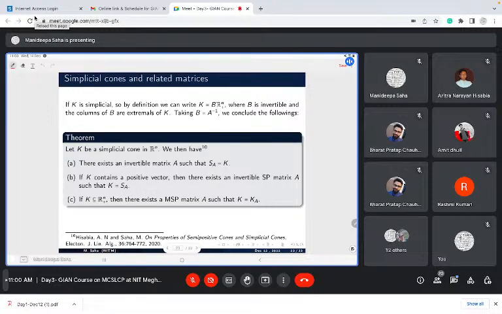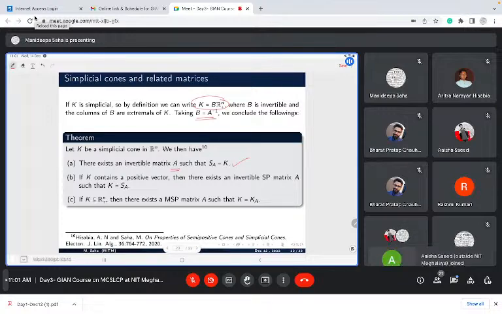And what is that matrix? If you are curious about that matrix A, you can see it here. If it is a simplicial cone, we can write K as B times the non-negative orthant, and then B is nothing but an invertible matrix. That we have also seen. So if we take A to be the inverse of B, then for that A, S(A) will be K.